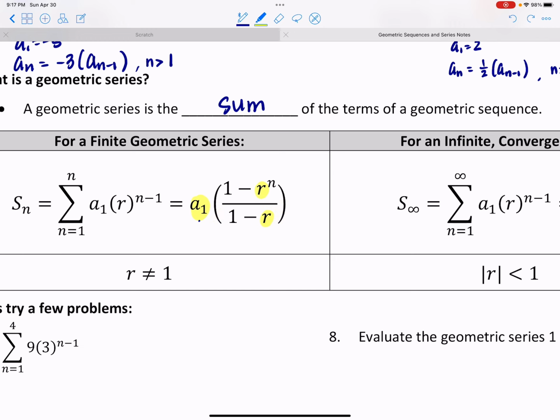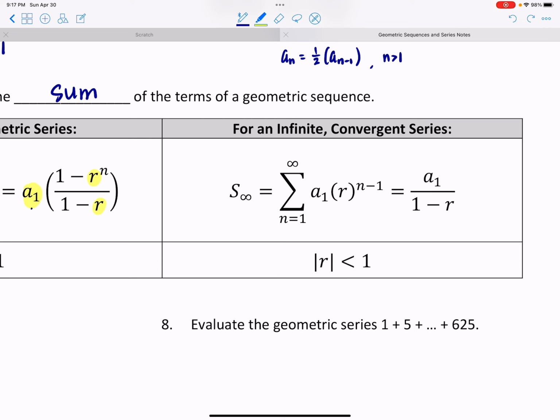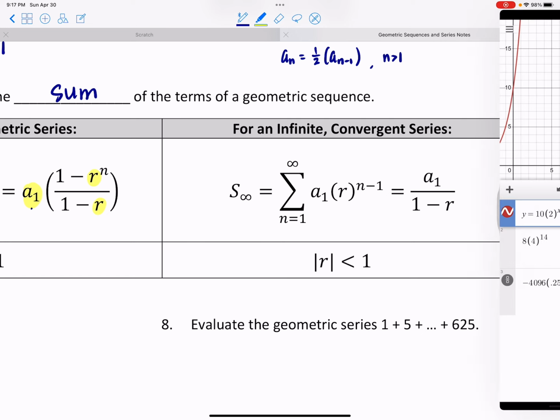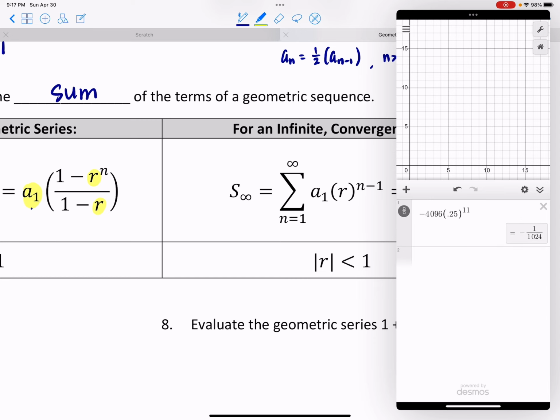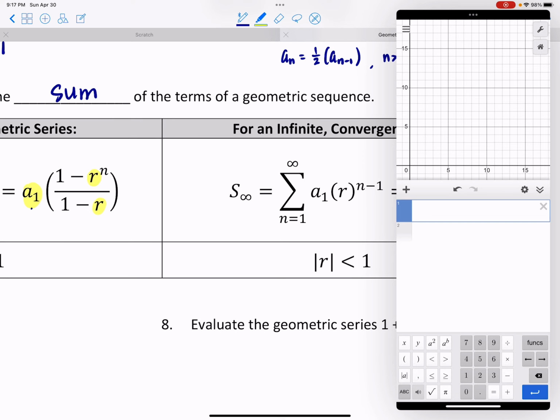Now, if we have not a finite but an infinite geometric series, we can still evaluate it if that series is convergent. So what does it mean for it to be convergent? We talked about this before. It means that the outputs are approaching a specific real number value, and that's going to happen in a decay situation. So I'm just going to put a decay function in here. Like when we see y equals 2 to the x power, that's a growth situation. That's not going to be approaching a real number value as the inputs are increasing.